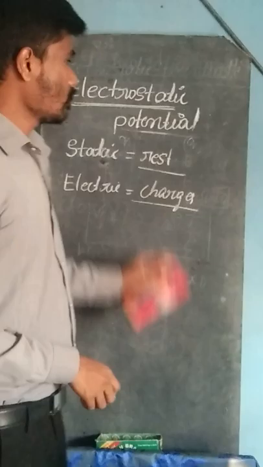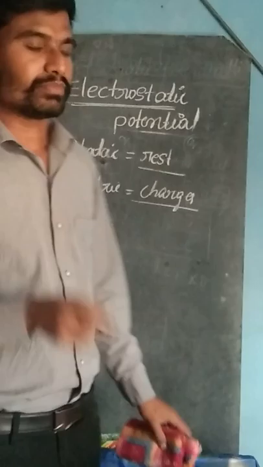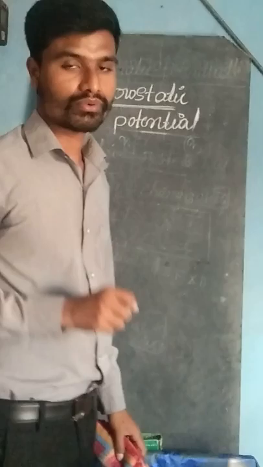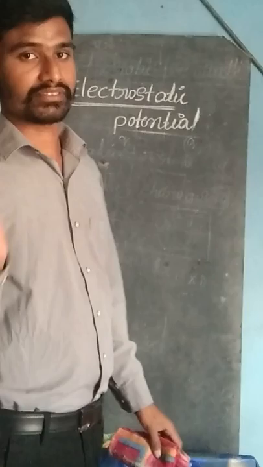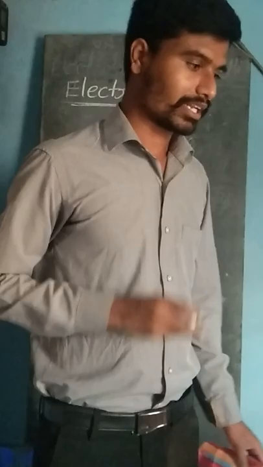What is meant by electrostatic potential? Electrostatic potential means the amount of work that has to be done bringing a charge from infinity to that particular point against the electric field. Consider one example. Consider the positive charge.